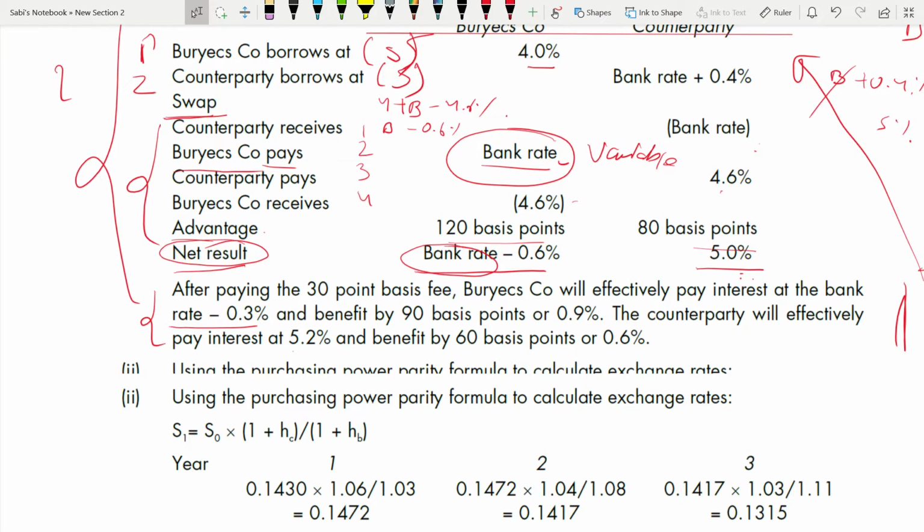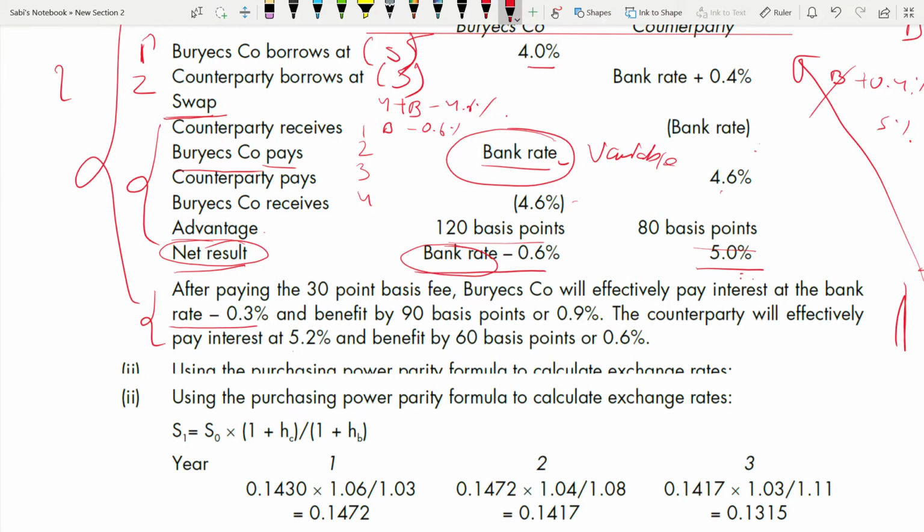Right? Here also you are doing the same thing. Bank rate minus 0.6% plus 30 basis points, plus 0.3. That's why bank rate minus 0.3% for Brewers company. After the bank fee you have to pay. And here 5.2%. You are basically adding that bank fee to the net result.